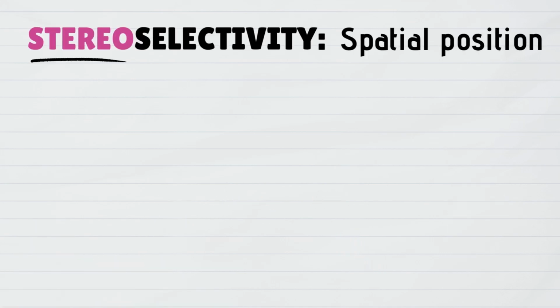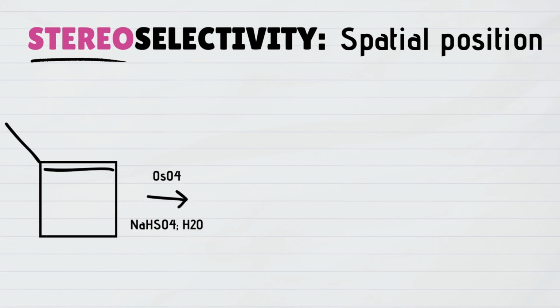Stereoselectivity is where the spatial position of the atoms are important during the reaction. Essentially, this can tell us if we add atoms to the same side, like two wedges or two dashes, or to different sides, like one wedge, one dash. Let's look at this example. This alkene can react with osmium tetroxide in sodium bisulfate and water. This is a dihydroxylation reaction, meaning we will add two hydroxy groups or two OHs to this double bond.